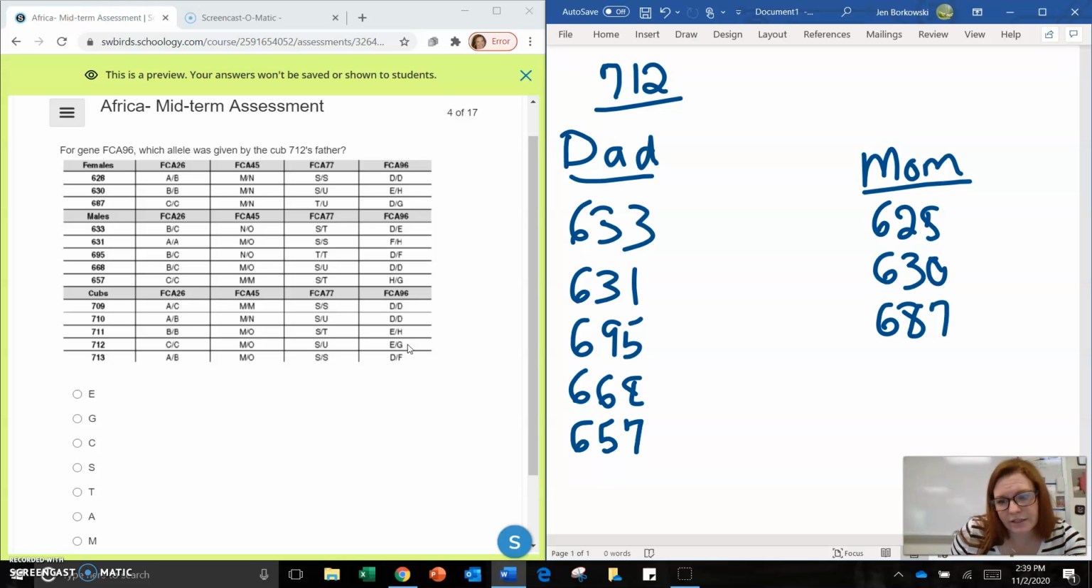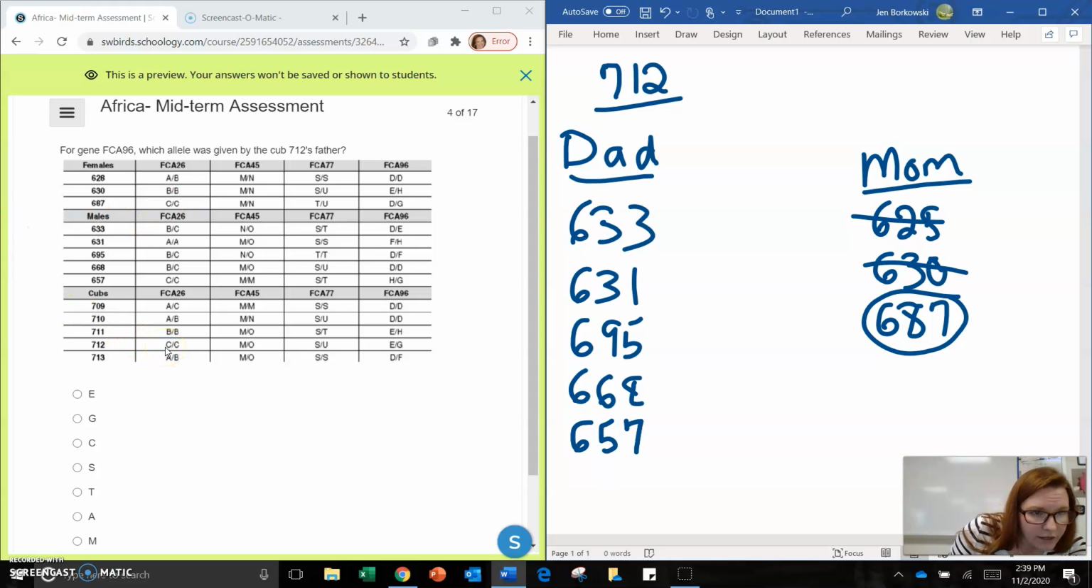I personally like to start with the mom because there's only 3 moms and it's easier to narrow them down. All right, so let's look at cub 712. Cub 712 has a C and a C. Look up at our females. Well, that's pretty darn easy. The only one that even has C as an option is 687. So we just found mom. Okay, let's move on to dad.